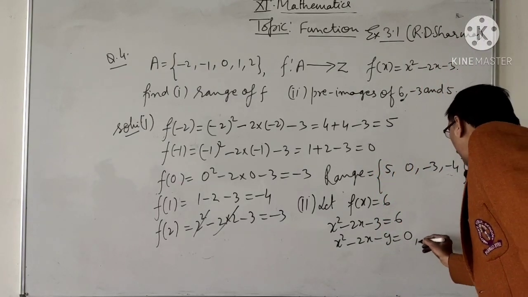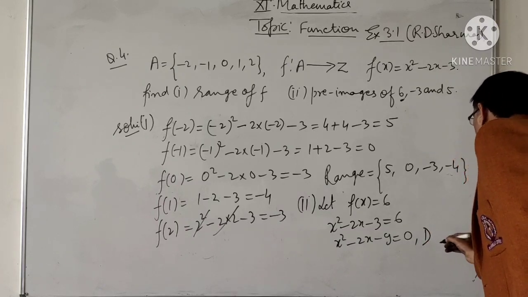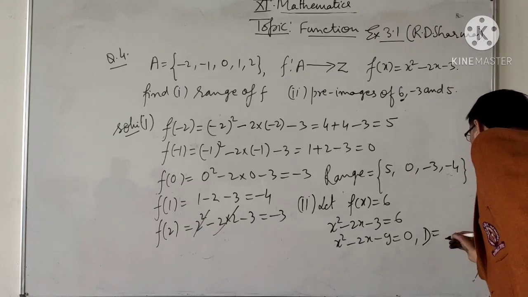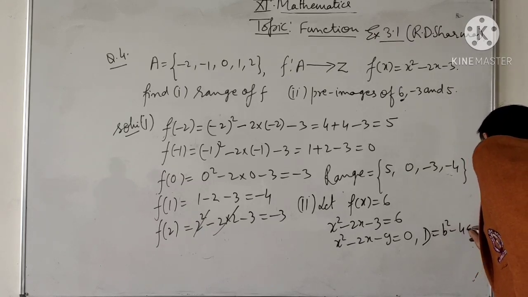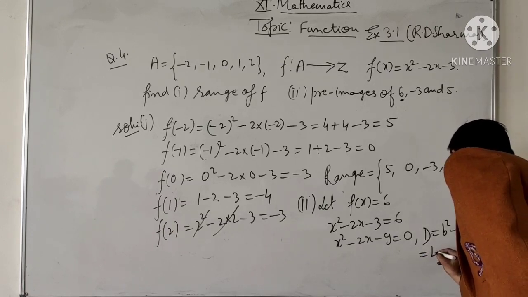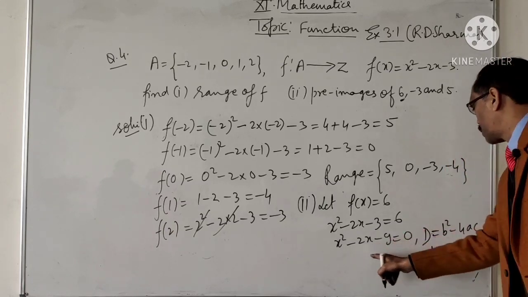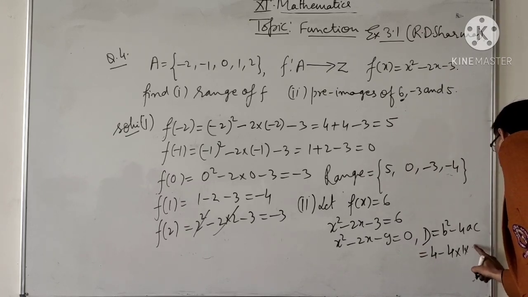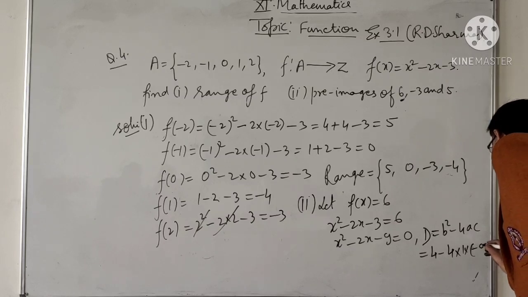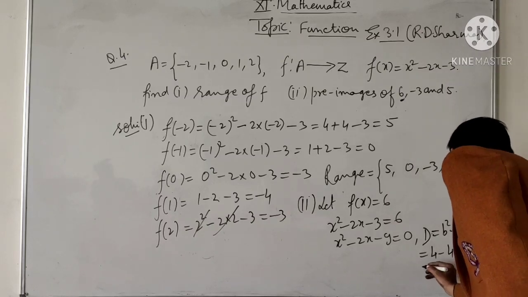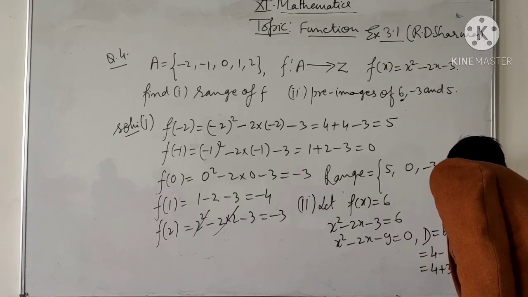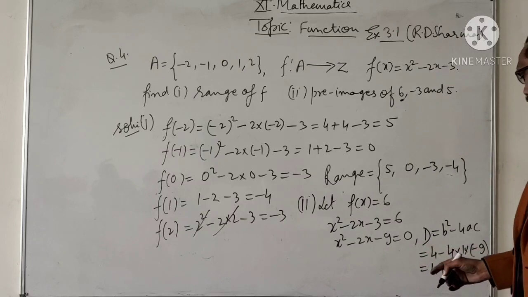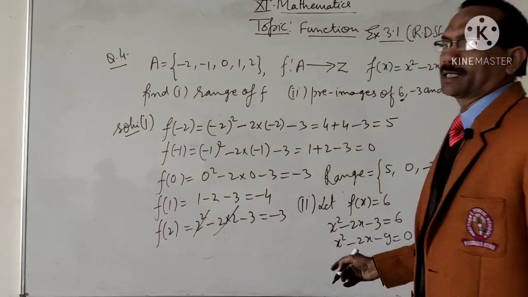Students, see here discriminant D. Let us check the discriminant. It is b² - 4ac. It is (-2)² which is 4, minus 4 into a which is 1, into -9. So it is 4 + 36 is 40, which is positive. Factors not possible.